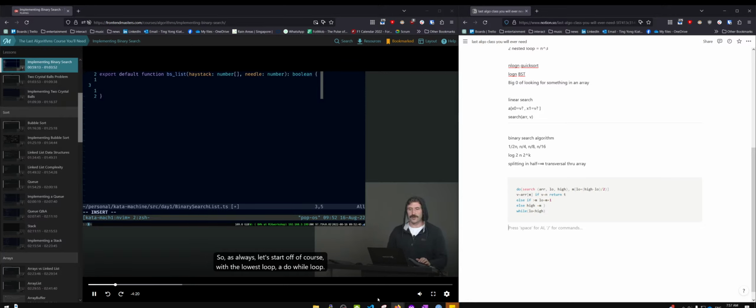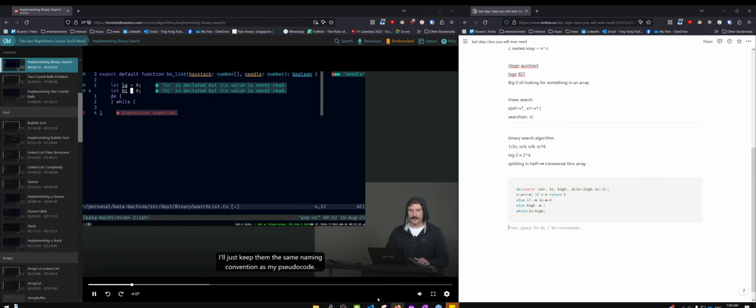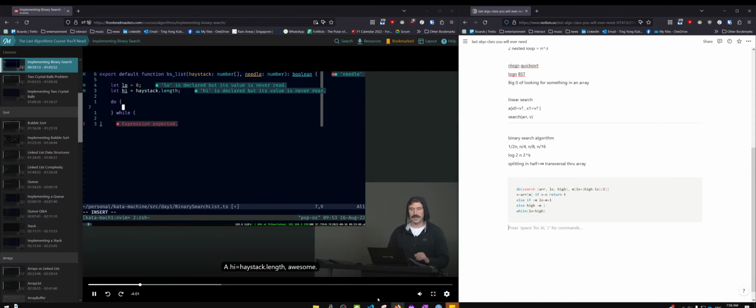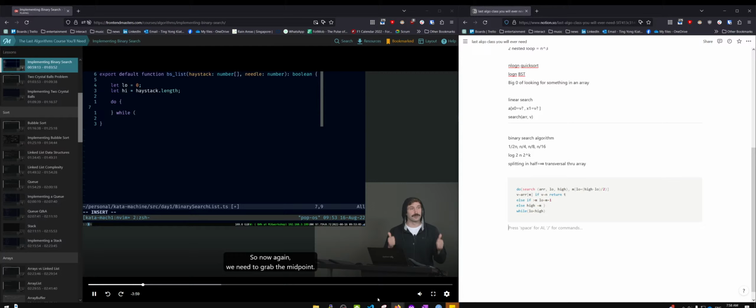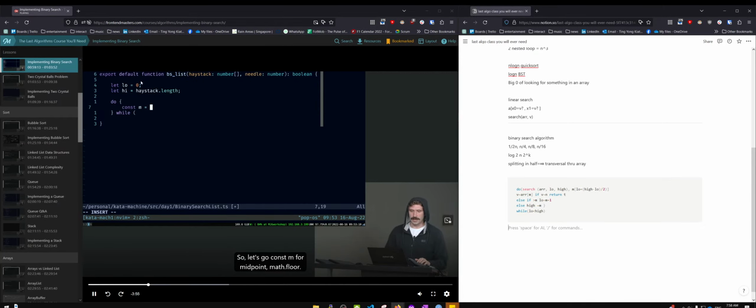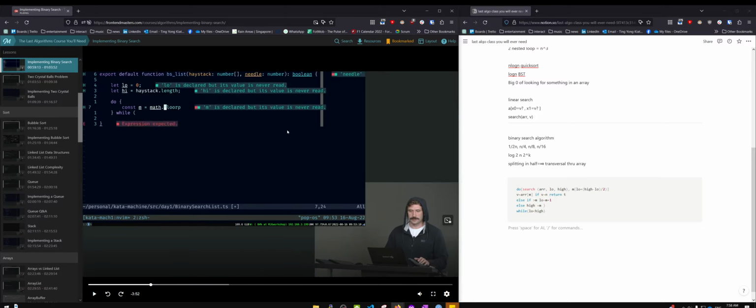So as always, let's start off, of course, with the Lord's loop, a do-while loop. You can just use a while. You don't have to use this. And let's create a let low equals 0. And a high, I'll just keep them the same naming convention as my pseudocode. A high equals the haystack.length. Awesome. So now, again, we need to grab the midpoint. So let's go const m for midpoint, Math.floor.